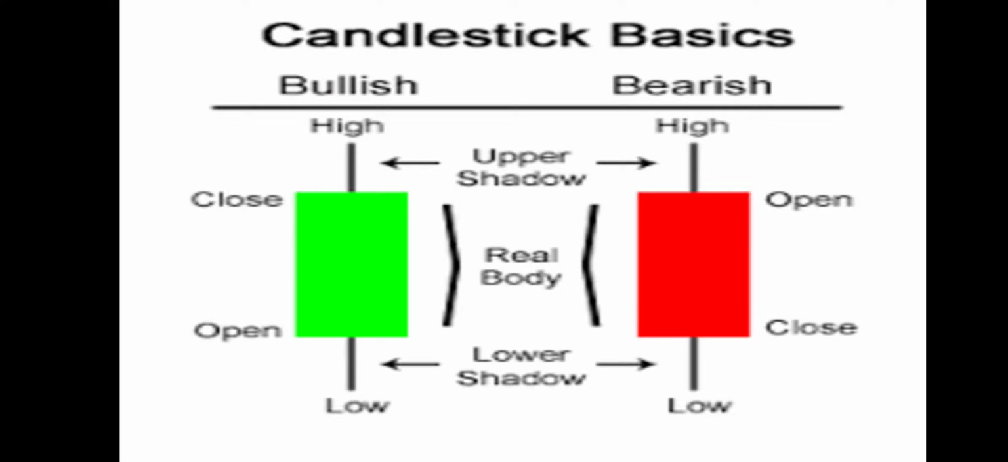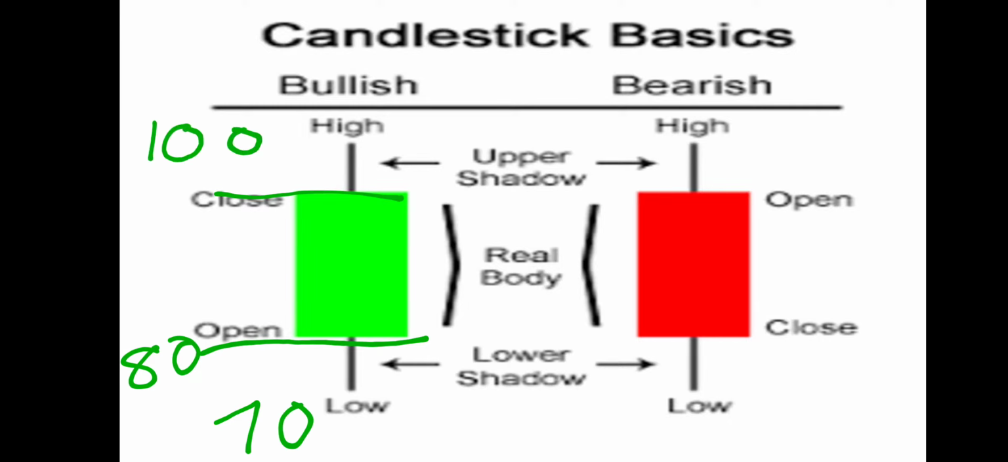This is a bullish candle. When the price opens here and closes here, like a stock opens at 80 rupees, makes a low of 70 rupees and a high of 100 rupees, and closes at 90 rupees, then the candle forms in this way. Like in the morning, the candle opens at 80 rupees, touches a lower 70, then goes up to the 100 level, and again comes back and closes at the 90 level.